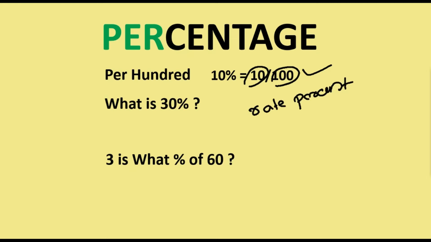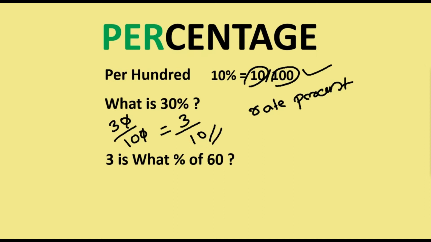Let's try a couple of simple problems. The first question is, what is 30 percentage? 30 percentage is written as 30 by 100. How can we solve this? Yes, the 0 cancels, and we get the answer 3 by 10.